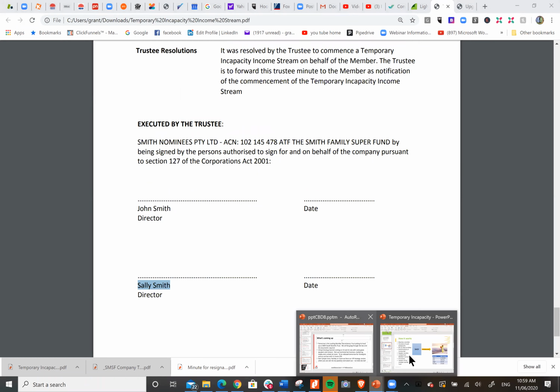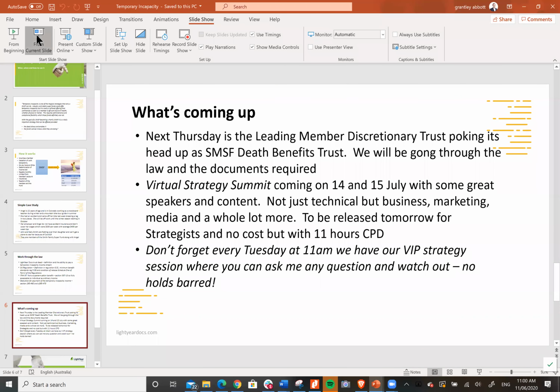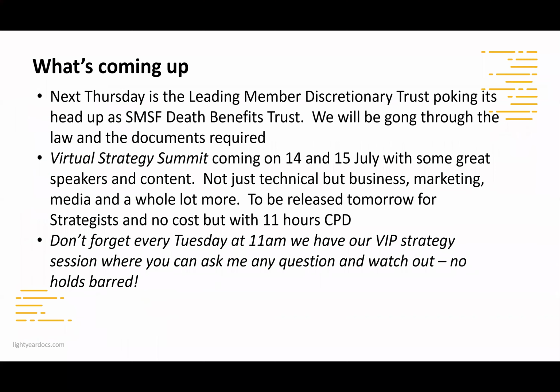So let's just jump to the last slide. As Tim said, we're going to be looking at estate planning next Thursday. I'm going to bring the whole suite of trusts and show you the difference between the 4 of them: our discretionary trust, our leading member trust, our family protection trust, and also our SMSF trust. Sorry about the typo.